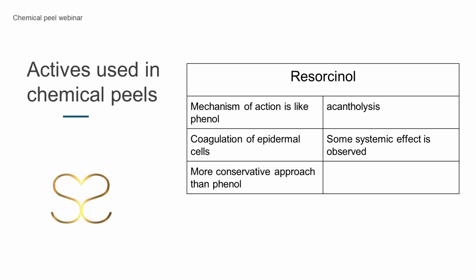Resorcinol's mechanism of action is much like that associated with phenol. It produces both acantholysis as well as coagulation of protein. Although this coagulation is associated with keratinocytes, care should be taken when using this on darker skins because it can penetrate too deeply, too rapidly. There are not as many systemic side effects associated with Resorcinol as with phenol, so it can be a safer alternative to phenol or a more conservative option for higher risk patients.